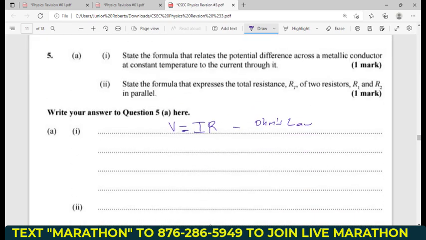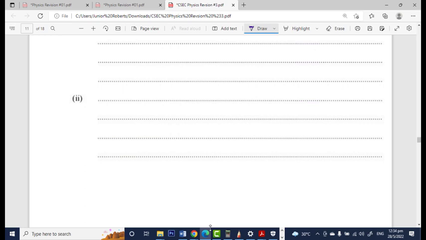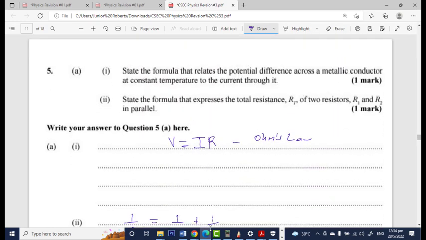Next thing it says now, state the formula that expresses the total resistance RT of two resistors R1 and R2 in parallel. What are we going to say for this? 1 over RT equals 1 over R1 plus 1 over R2. Got to clear with this? Yes, sir, but sometimes it does have 3. Yes, but they just want 2, so just for 2.